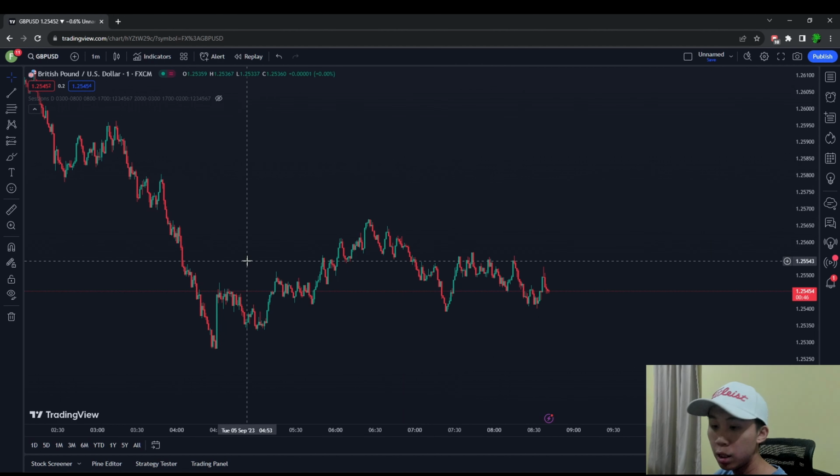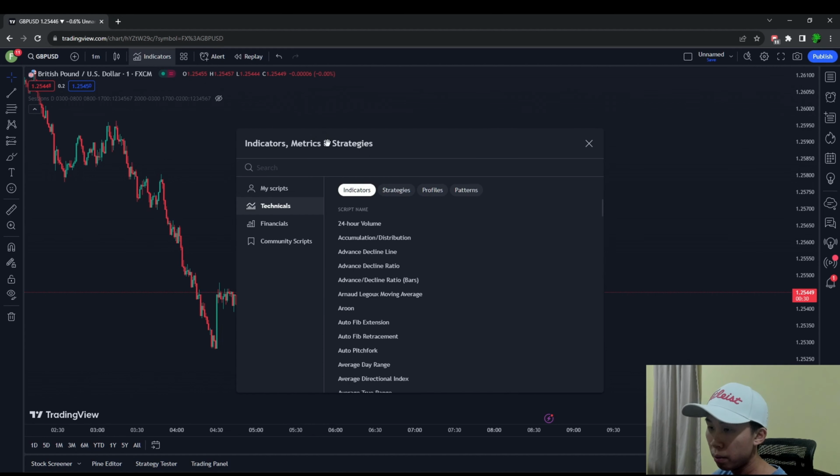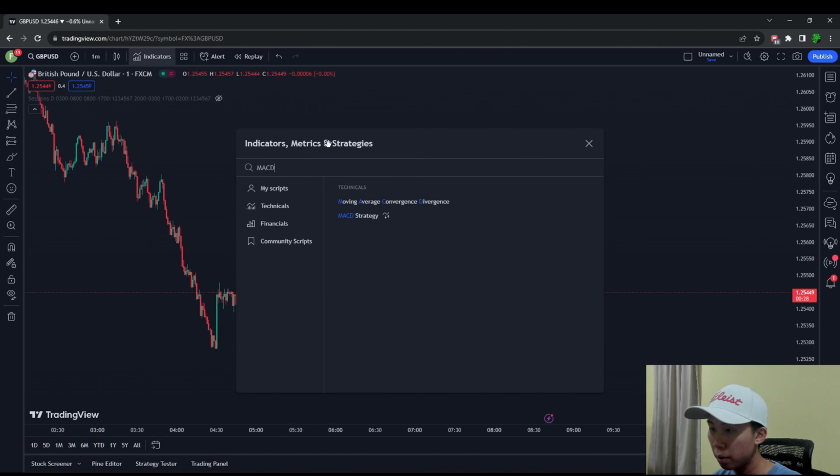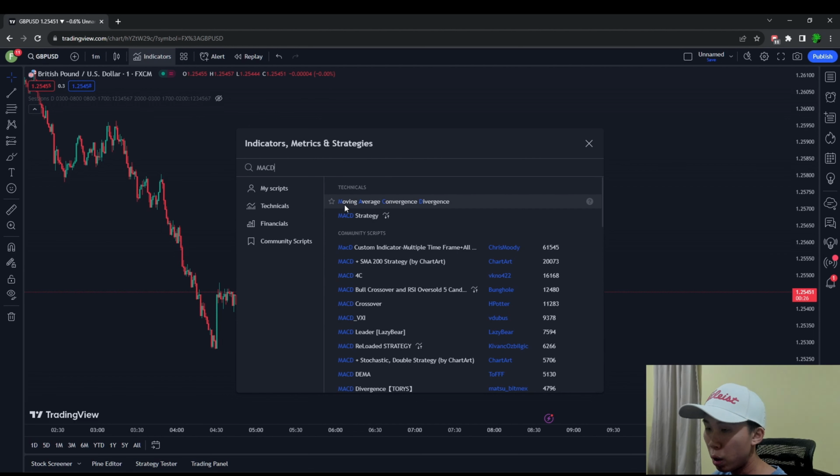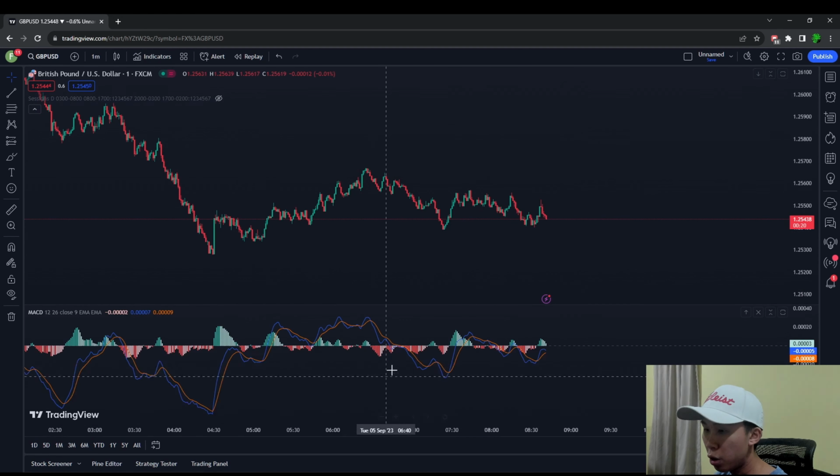Firstly, you can see this is a clean chart. We don't have any indicators, just candlesticks. So you have to apply the MACD onto your chart. If you are using TradingView, how do you apply it? Let me teach you. Firstly, you head over to the indicator section, press it, type MACD, then choose the first one. MACD stands for Moving Average Convergence Divergence. So you press it and you are going to see it appear on your chart.